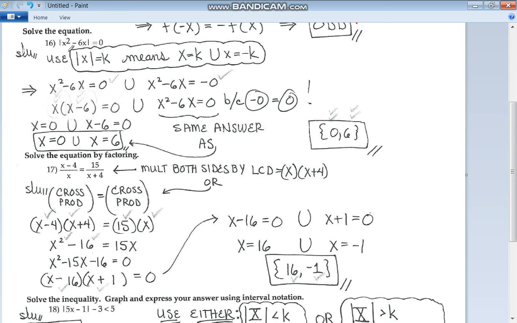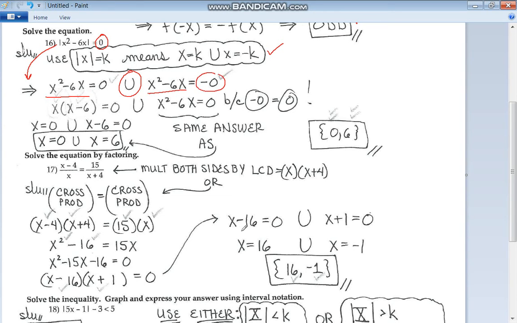Number 16, solve the equation absolute value of x squared minus 6x is equal to 0. So we're going to use this result. The absolute value equaling a number k means that the stuff inside x is either equal to k, or, union symbol, the stuff inside x is equal to negative k. Okay, so we use that rule to get rid of the absolute value symbol. For in this problem, we have the absolute value of x squared minus 6x equals 0. That means the stuff inside without the absolute value bar equals positive 0. That's a number on this side. Union together with the stuff inside equal to negative 0.